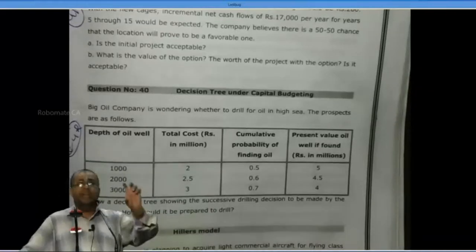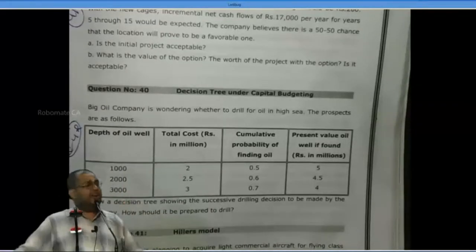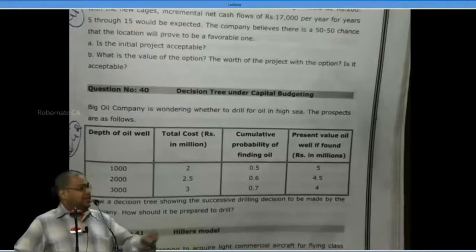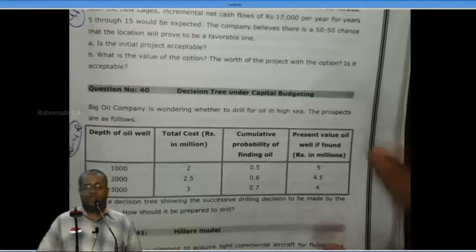No. I'll give you the notes for this. I have to give the typed notes. I did not dictate the notes. Just to save time, I'll give you the printed notes for the Hiller's model in the next class.